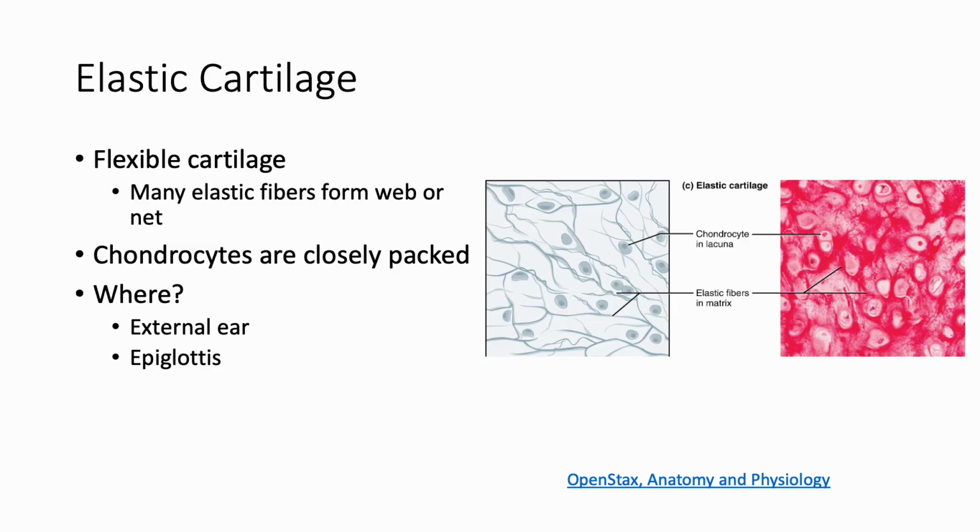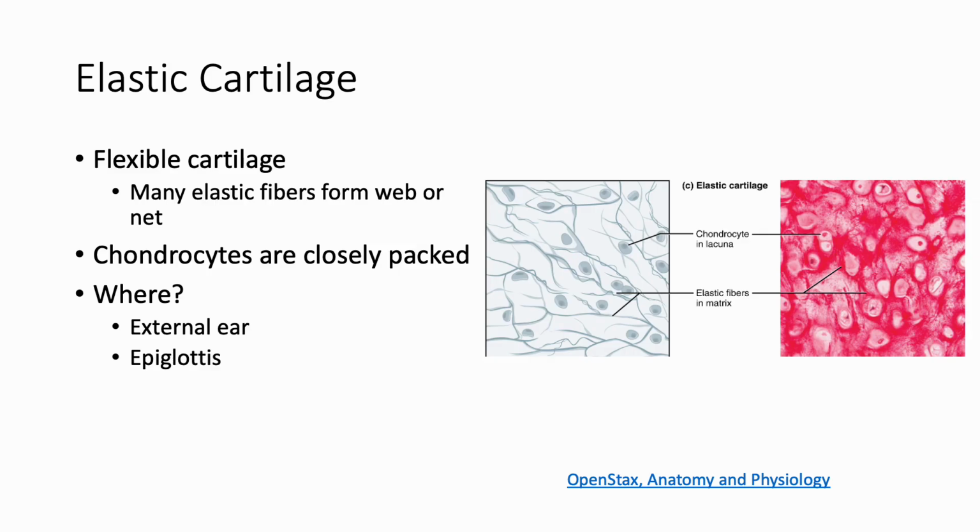Elastic cartilage is our third and final type. This is going to be, as the name implies, elastic, more flexible. And essentially we have many of these elastic type protein fibers that form a net or a web around these chondrocyte cells. So as you can see, the fibers are not where we saw in fibrocartilage. They were more parallel. We have a more net-like appearance of the fibers in this tissue.